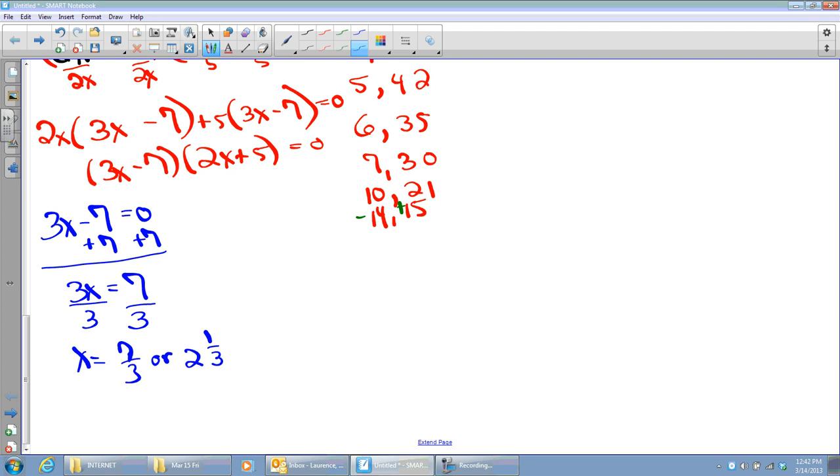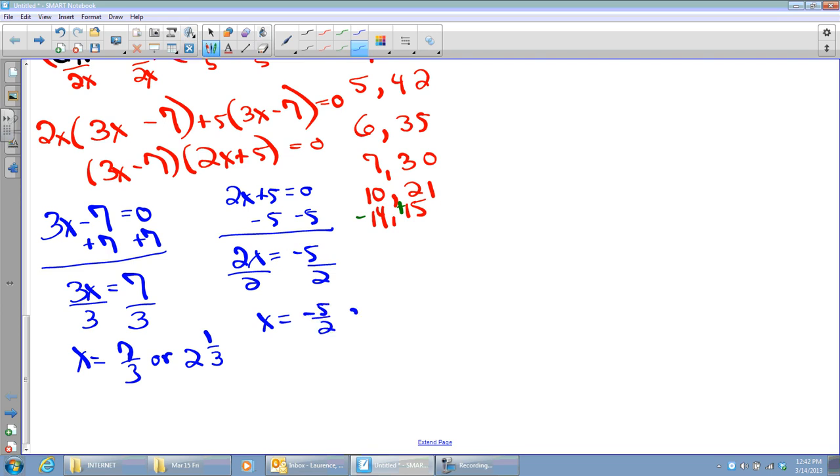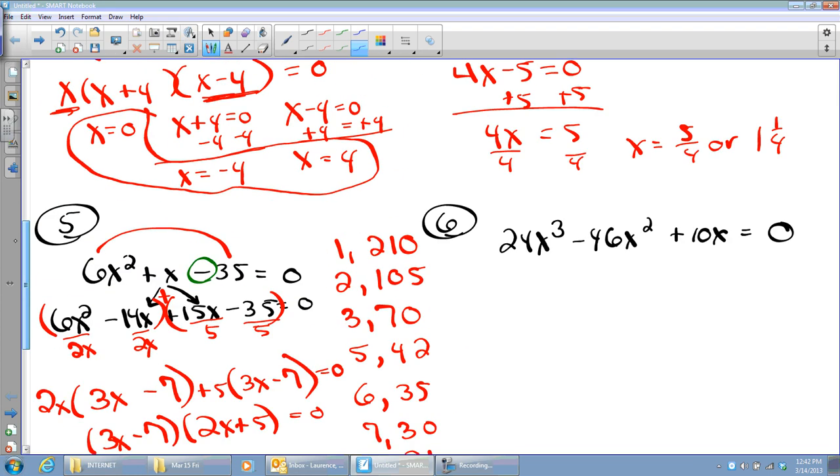And then I'll do 2x plus 5 equals 0. Subtract 5 from each side. I'll get 2x equals negative 5. Divide by 2. X will equal negative 5 over 2, or negative 2.5. Notice I did not go decimal. So I've got positive 2 1/3 and negative 2.5. My solutions. Okay, one more problem.